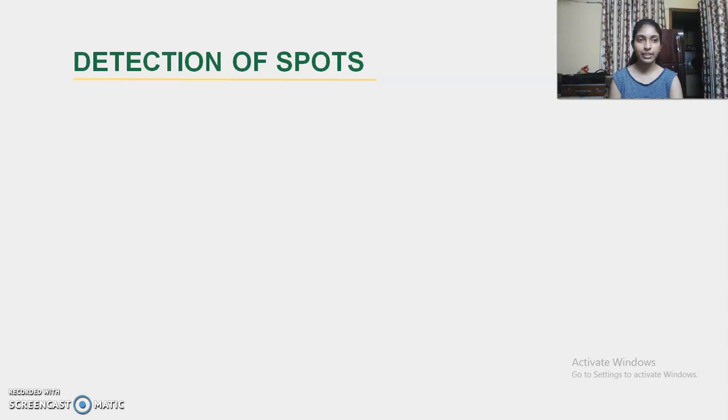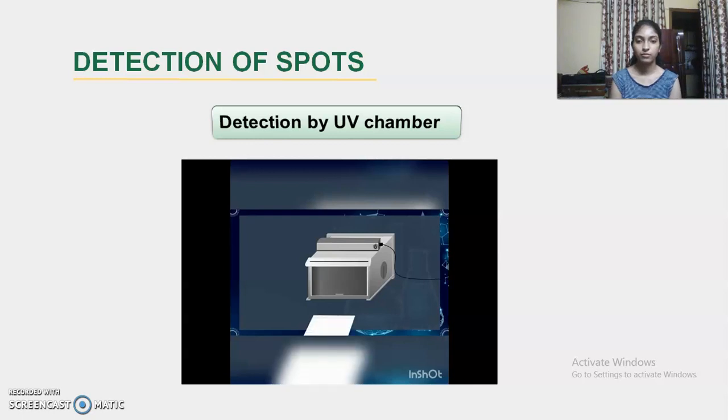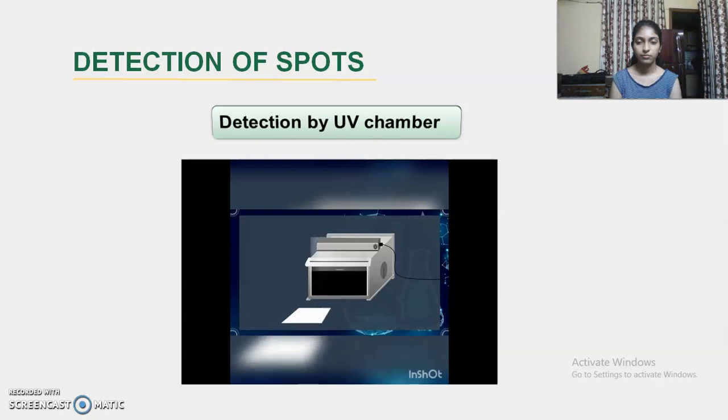So let's see how to detect the components by using UV chamber. Plates are pre-coated with a phosphor, allowing many compounds to be visualized by using ultraviolet light. Or a derivatization of the sample with fluorescent reagent can be carried out before running the TLC plate. As soon as the UV source is switched off, the spots will disappear again. Therefore, the positions of the spots should be marked by drawing a pencil circle around them, and the retention factor of each component is determined.